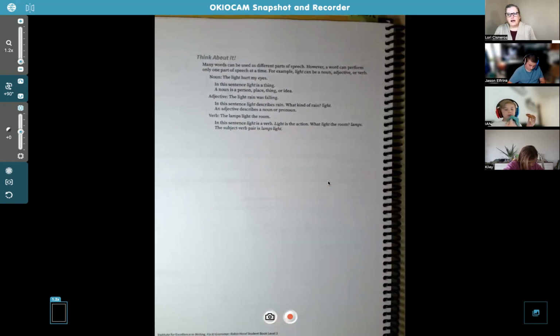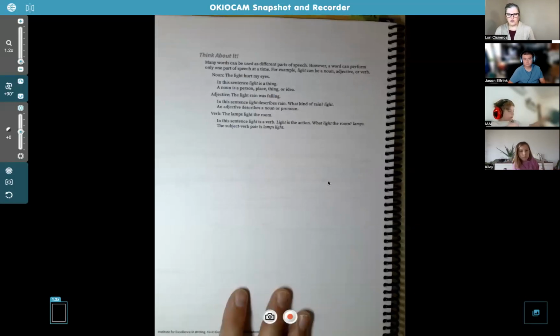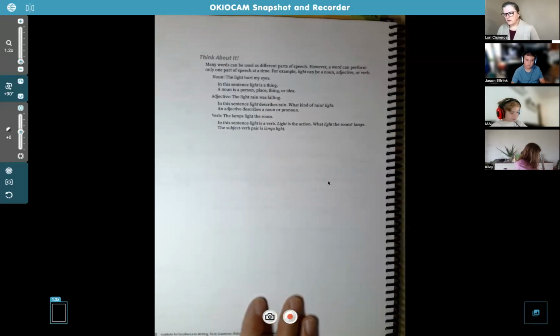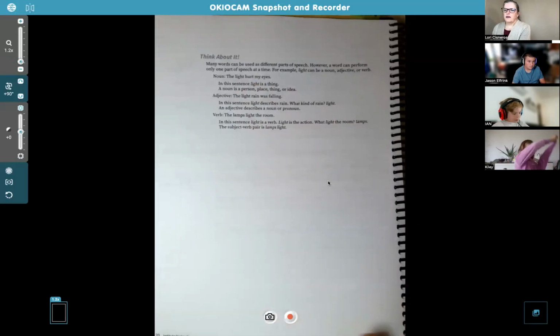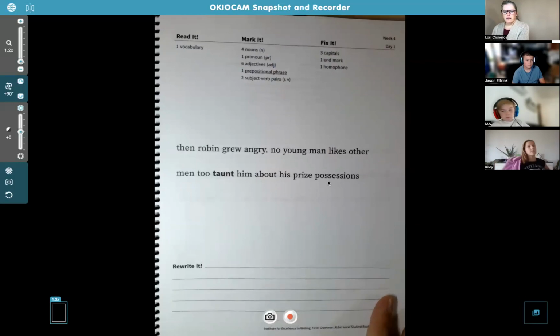Okay, so there's lots of other words that we use in English that can be used as different parts of speech. So it really depends on how it's used in the sentence to tell you if it's a noun, an adjective, or a verb. Okay, so you have to pay attention to how it's used. Any questions about this on the back? No? Okay, good. Let's do the practice page, page 21.